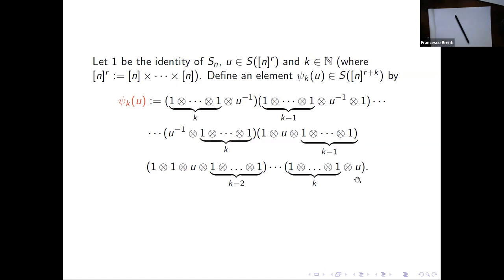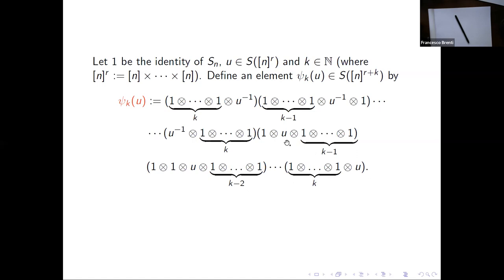Then I continue, I shift u to the left by one. So I would have, here I didn't write it, 1 tensor 1, k minus one times, tensor u, tensor 1, et cetera, until I get to 1 tensor u, and then k minus two copies of 1, and finally u tensor 1, tensor 1, tensor 1, k minus one times.